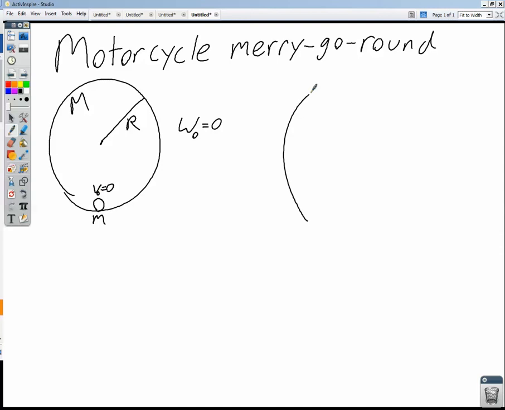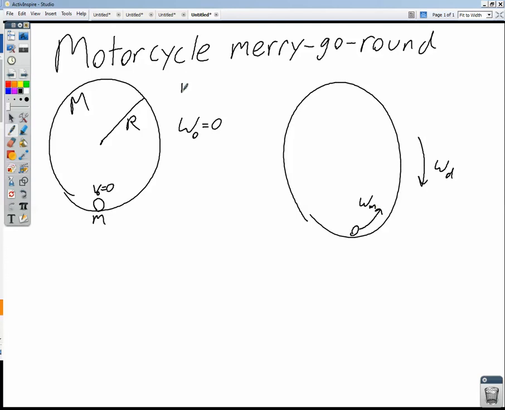Now, sometime later, we've got the merry-go-round. We're going to call it the disk. We've got the disk moving with some omega that way. We are going to have the motorcycle itself moving with some omega this way. And what we know here is there's no net external torque on the system. The motorcycle and the merry-go-round have a force of friction between them, but that friction creates an internal torque, and the net external torque is 0. So we can say that angular momentum is conserved.